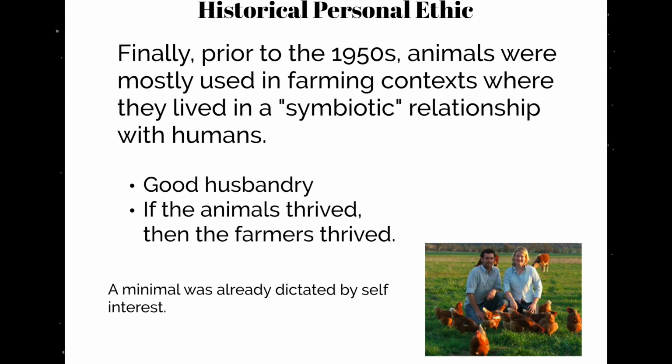In addition, prior to the 1950s, animals were mostly used in farming contexts. And here they lived a symbiotic relationship with humans, whereas if the animals thrived, then the farmer thrived. If your flock became ill, and if your animals obtained diseases and died, then this would be detrimental to putting food on the table and to the prosperity of the farmer. And there was also an individual ethic focused on good husbandry. If the animals thrived, then the farmers thrived.